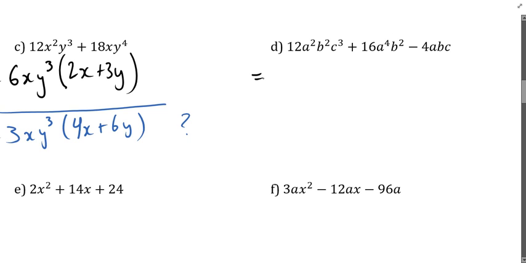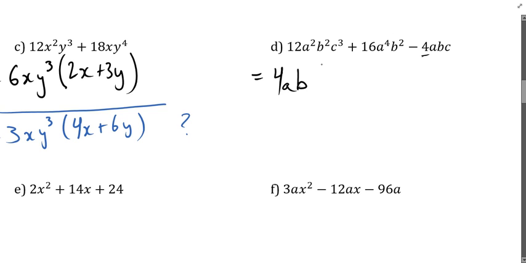So what's the common number? Okay. 4. 4 goes into 12? Yep. 4 goes into 16? Yep. 4 goes into 4? Yep. Nothing's going to be bigger because the 4 obviously can't have a bigger factor. Good. What else? Is there an a in each? Yes. What's the smallest? Just a to the 1. Is there a b in each? Yes. What's the smallest? Just b to the 1.